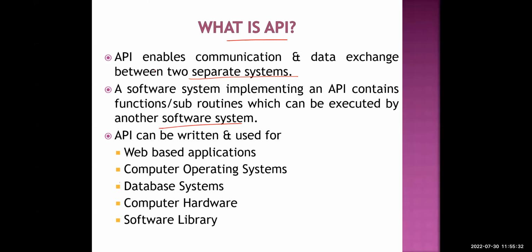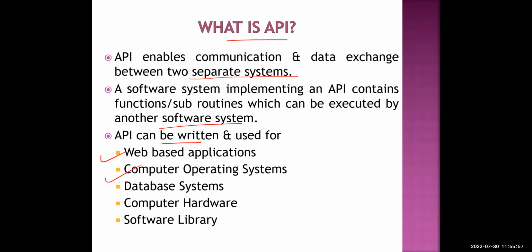So let's see. API enables communication and data exchange between two separate systems. A software system implementing API contains functions, subroutines, and programming that can be executed or accessed by another software system. So API can be written and used for what? Obviously to communicate between web applications, and to communicate with a computer operating system.